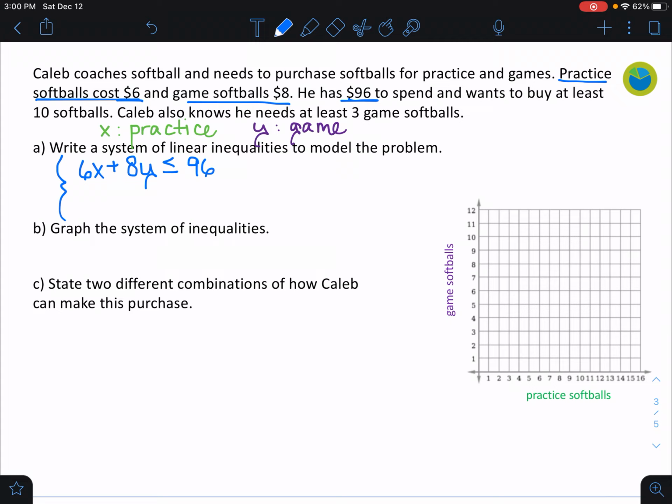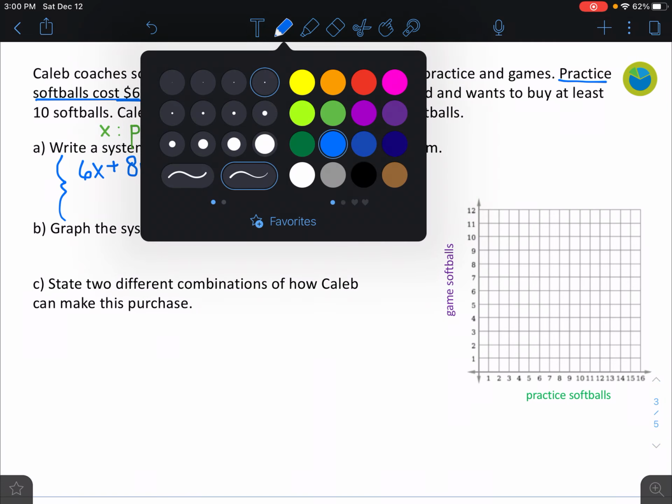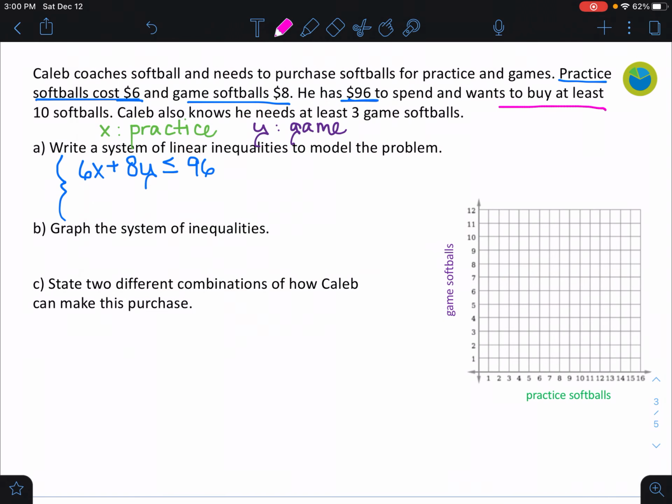All right, next, we also know he wants to buy at least 10 softballs. Now notice here we have to do close reading when we're going through these kinds of problems. Here it says at least 10 softballs. It doesn't say practice or game, doesn't specify. So that means both of them together. So really, x, practice and game together, have to be 10 or more. At least is my indication that that's one inequality. That means greater than or equal to. I can have 10 or more.